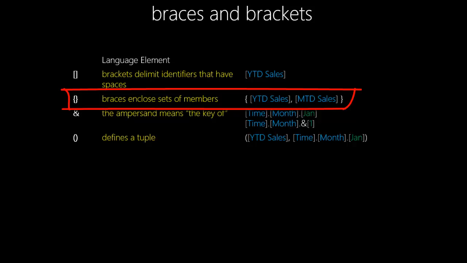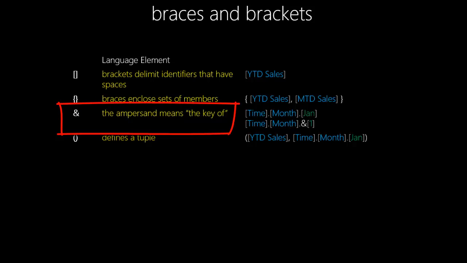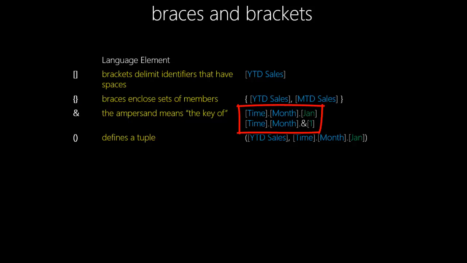And you will see that quite a bit in MDX, in places where in SQL you wouldn't need anything to indicate a set of columns, for example. In MDX you do need it. The ampersand works kind of like it does in the C programming language or in some other languages, where it means like the address of or the key of. So if you notice here we have Time Month Jan, which is give me the member that represents January. Under that we have Time Month &1, which is give me the month that has the key of 1, which is January in this case. So those two expressions really mean the same thing, just two ways to express the same idea.